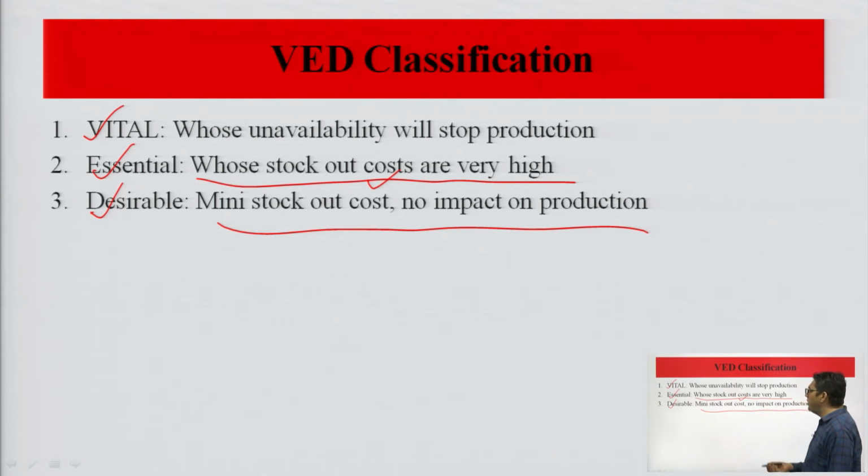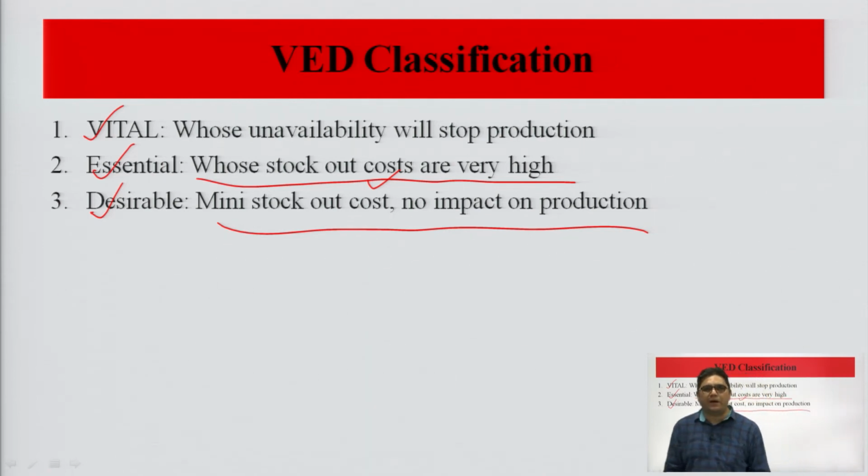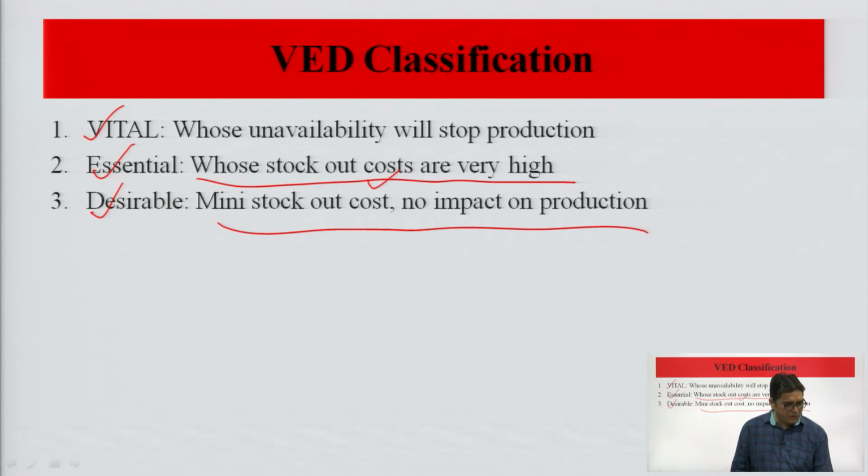Next, it is about desirable: minimal stock out cost, and they are very common and generally available in the market. Even if they are out of stock, they are not going to have much impact on the manufacturing process. VED classification can be applied in all manufacturing companies like Maruti Suzuki, Hero Motors, Bajaj Auto, General Motors, Ford, Eicher, General Electric and so forth, any organization where larger machinery and equipment are being used.